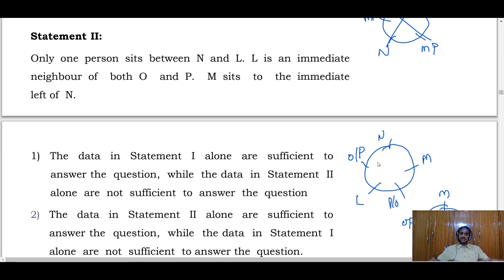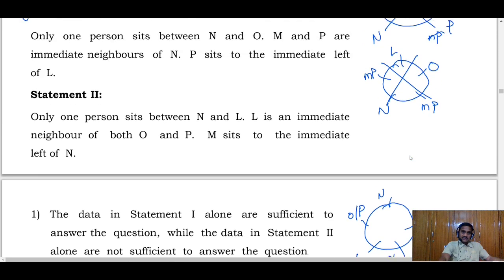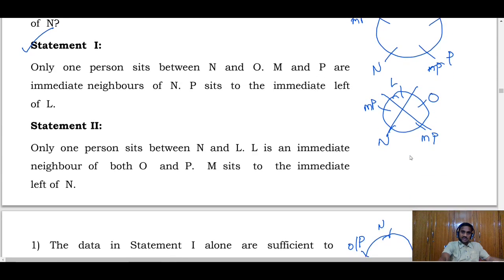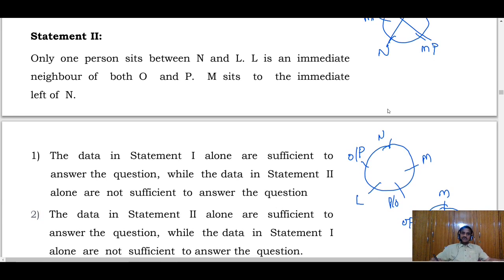M is to the right of N. In this case, what is the question we have? Who sits second to the left of N? N's second left is either O or P. L is an immediate neighbor of O and P. N's second left is either O or P, so it is not unique. Hence, 1 alone is sufficient, 2 alone is not sufficient. That is choice 1, question 157.